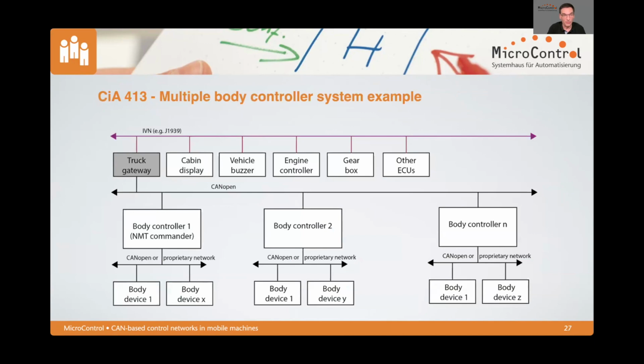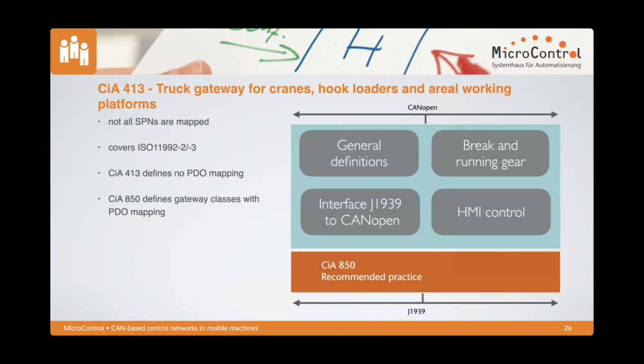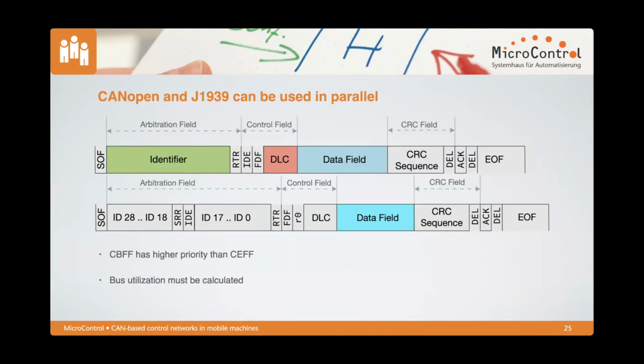The CiA 413... Can I ask a question? Yes, please. You mentioned that you can share J1939 and CANopen on the same bus or the same network here. Does this also apply when it's CANopen Safety and the J1939-76 safety protocol? Or are there special considerations to be taken when using those on the same bus?